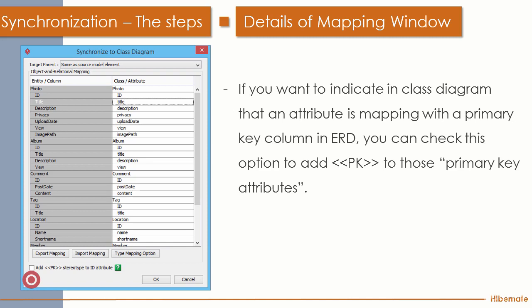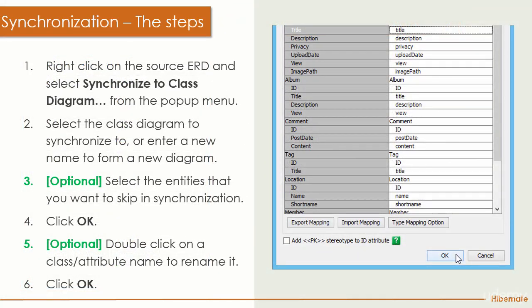On the bottom of the dialog box, you see there's an option to add a stereotype PK to the ID attribute. You can add a PK stereotype to the attribute in the class diagram if it is a primary key. It doesn't affect the code generator, it just affects the appearance. Then you can easily see, oh, this attribute is the primary key in the database. Then you click OK to generate.